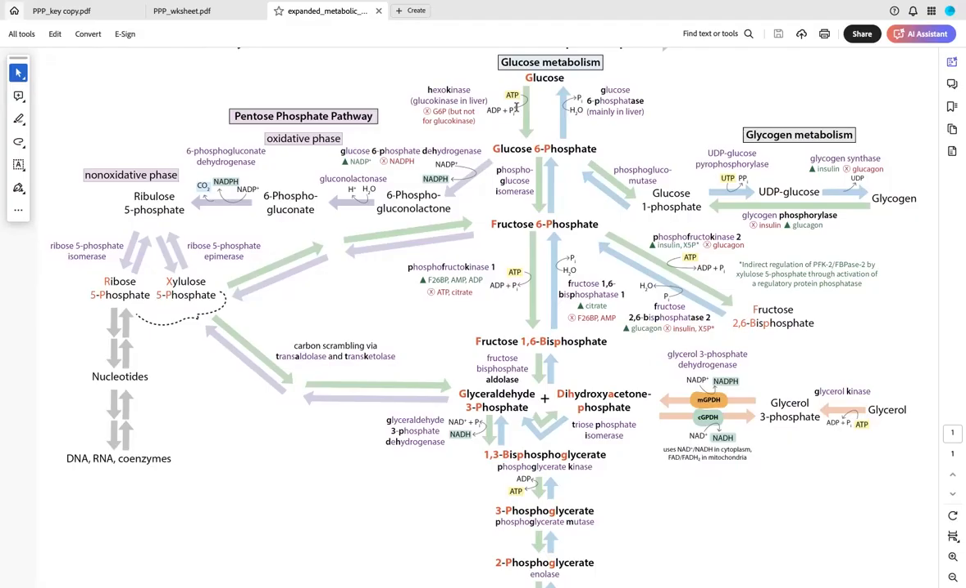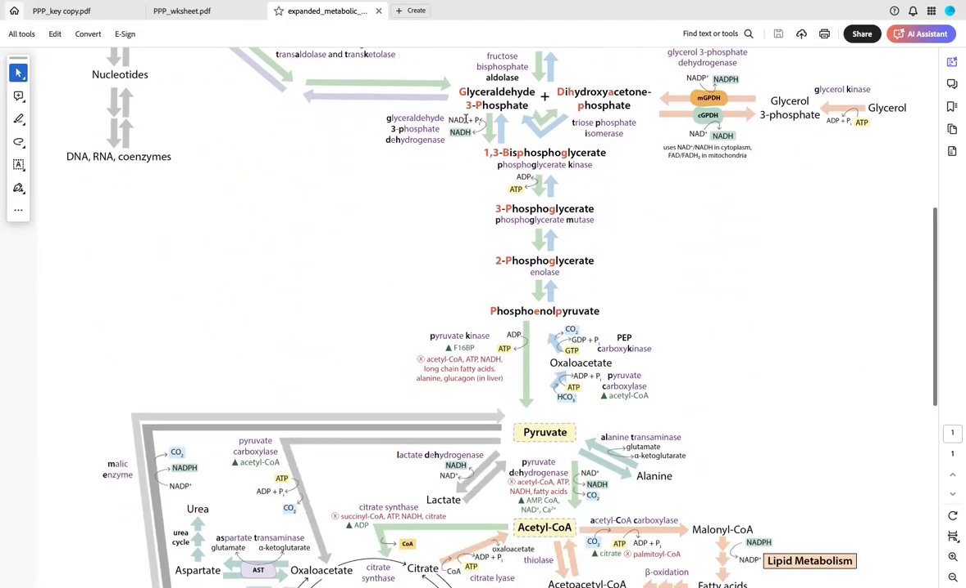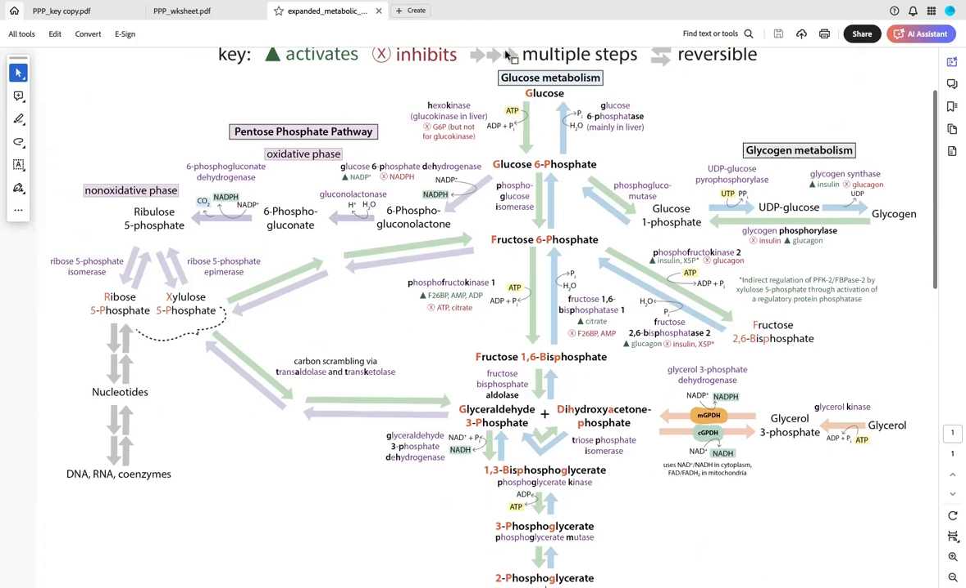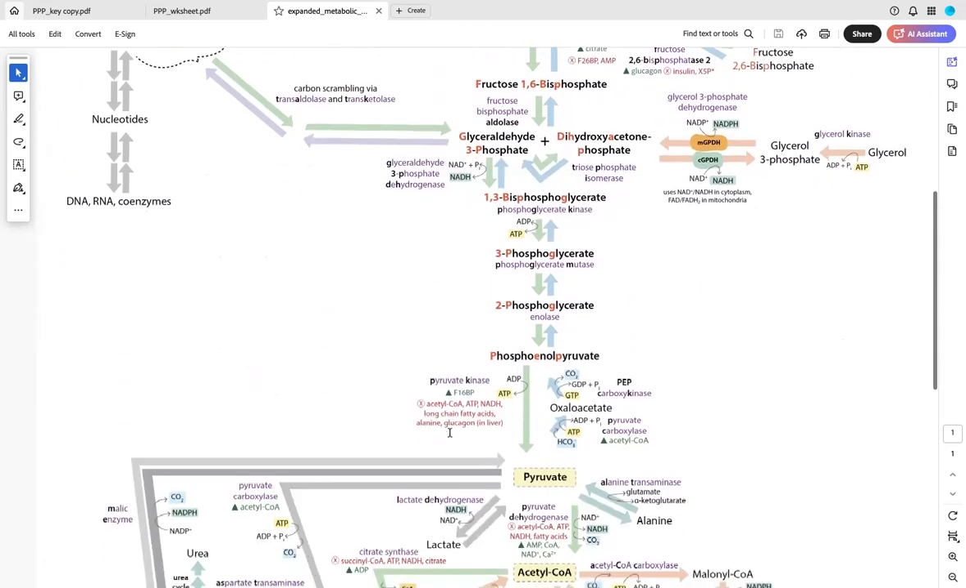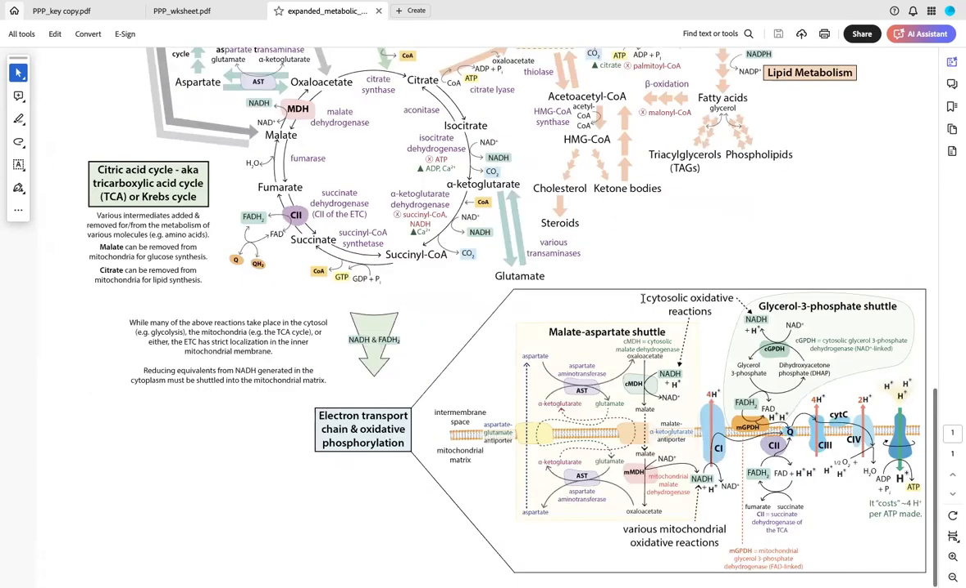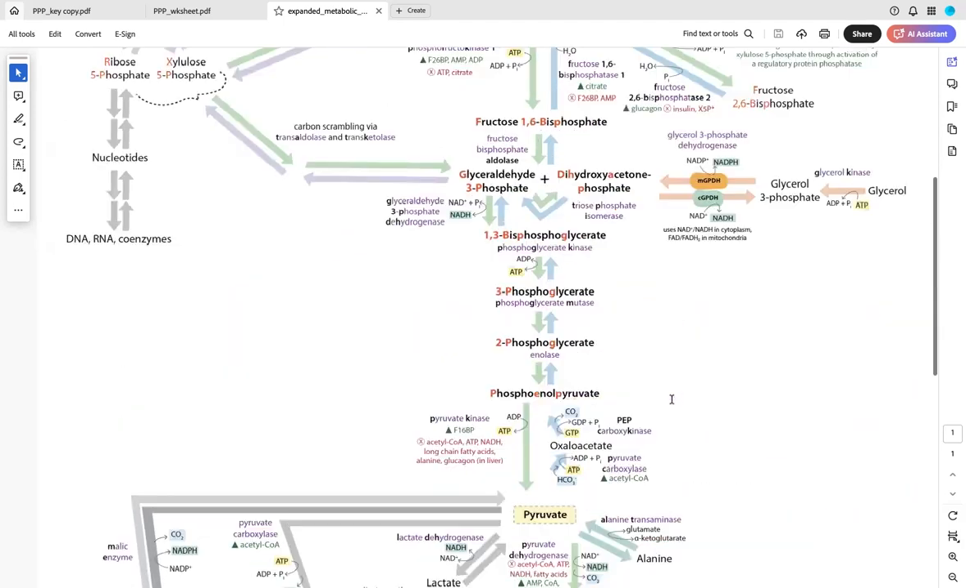For example, in glucose metabolism, we can see that we're using NAD plus and generating NADH. If we want to keep glycolysis going, we're going to need to keep replenishing that NAD plus. If we then look and see how we can regenerate the NAD plus, well, we can use the electron transport chain. We first use the shuttle to get the electron equivalent into the mitochondria, and this is going to regenerate our NAD plus.